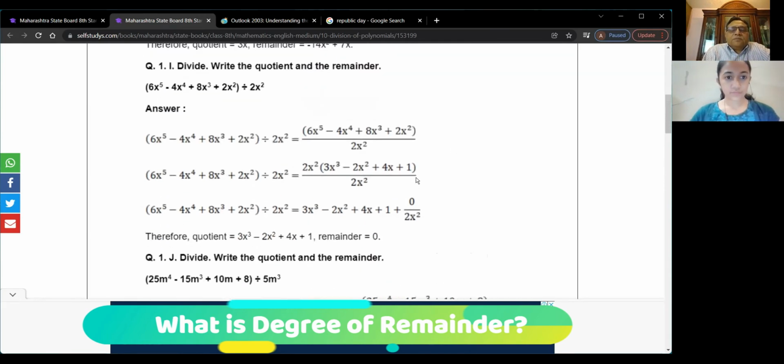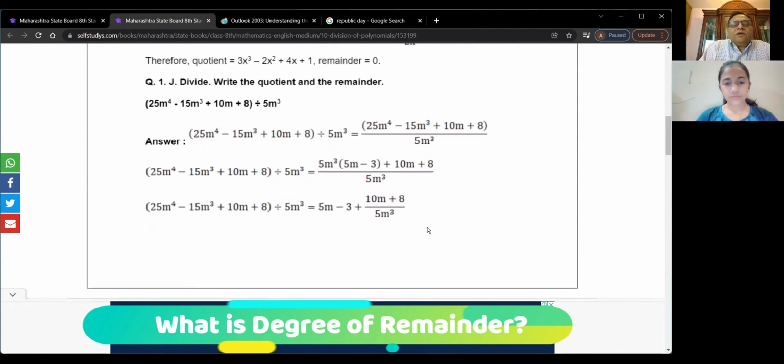Now, in the next question, you are dividing by 2x squared. So you can divide all the terms. You see that? Because all the powers are either greater than or equal to. So you can divide all the terms, correct? Yes. As you have seen here, you divided all the terms and the remainder was 0. And that is how you will do it. Is it okay? Let's move on to the next question.